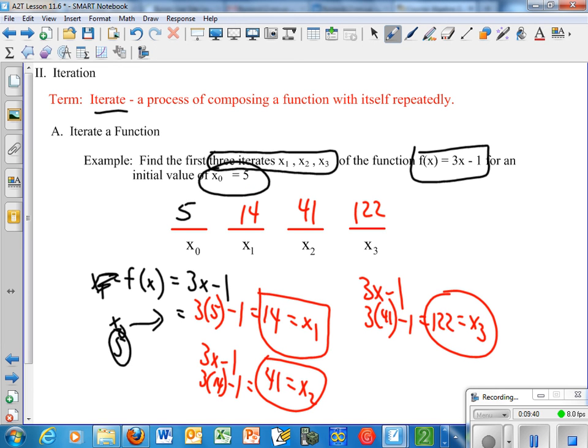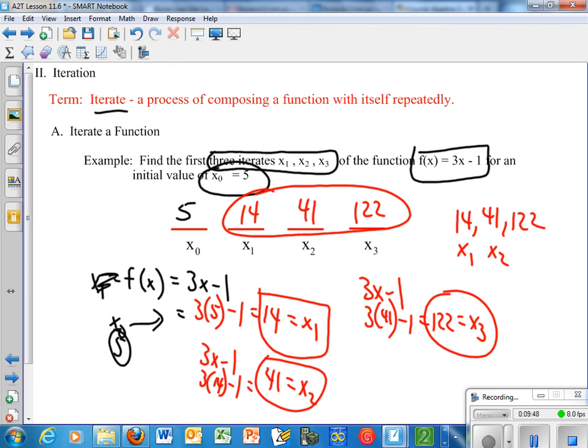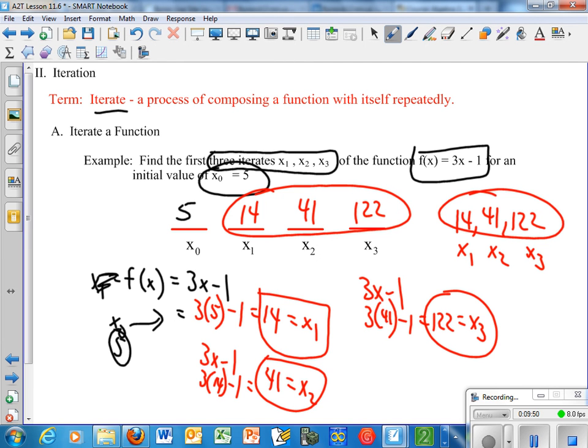So when they say find the first 3 iterates, don't list x0. So it's 14, 41, and 122. So x1, x2, and x3. So the output of one is getting plugged in to find the next one. And that's the process of iteration, or how you iterate a function.